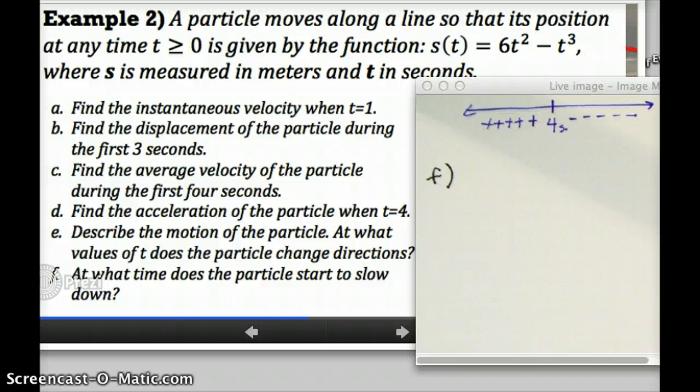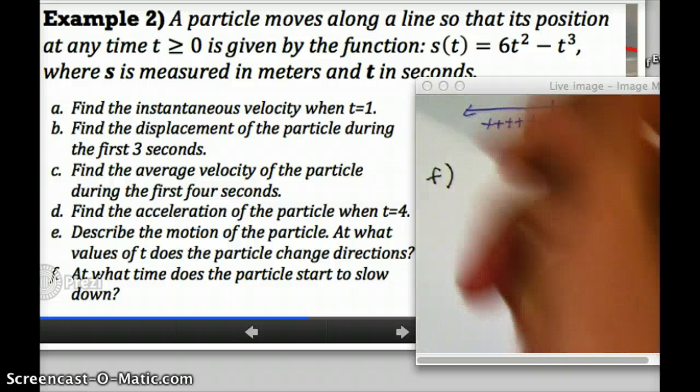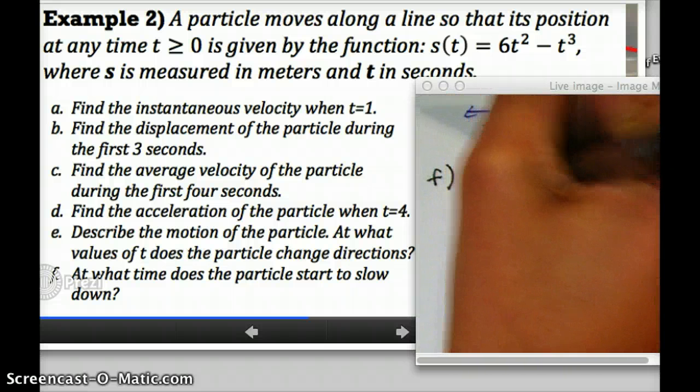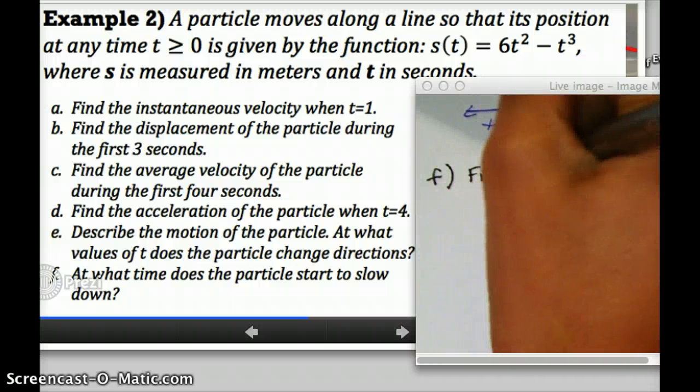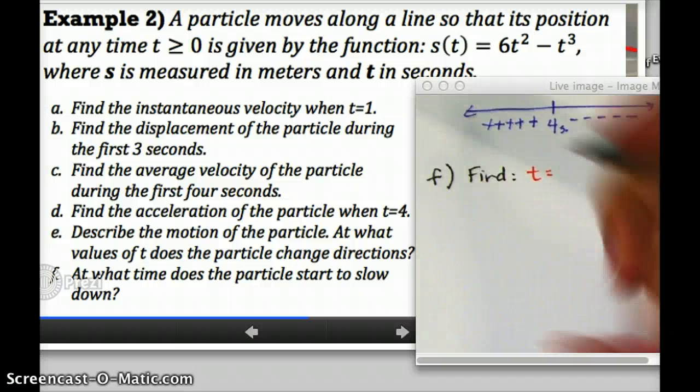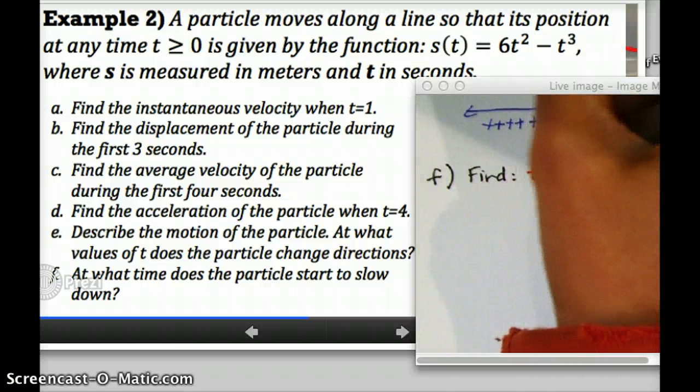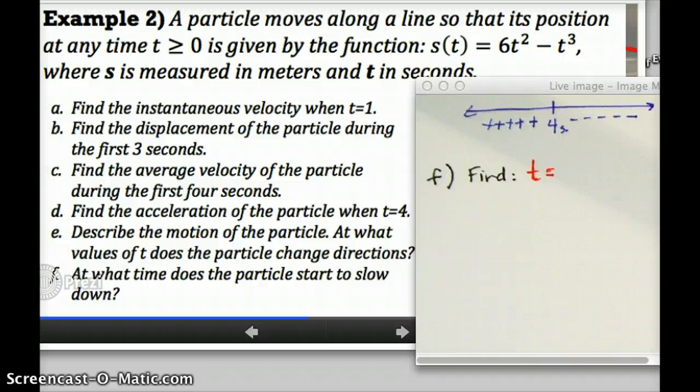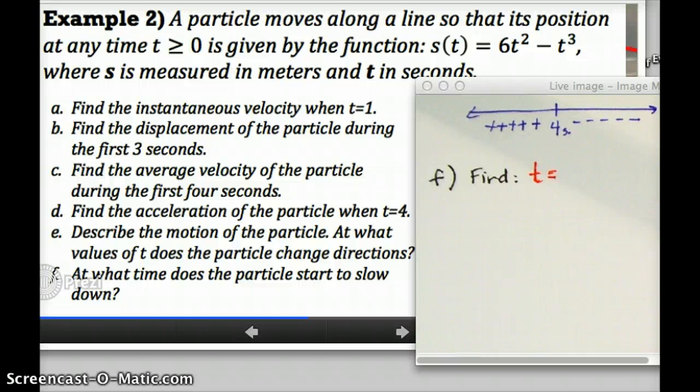All right, home stretch. F, at what time does the particle start to slow down? Just like part E, we're looking for a time. And you know by now that just because we're looking for time doesn't necessarily tell us which equation we're going to use. We have to keep reading. In this case, it says at what time does the particle start to slow down? Slowing down means that the velocity is changing. The velocity is getting smaller, which means we care about how the velocity is changing. In other words, we care about the second derivative, which is acceleration.